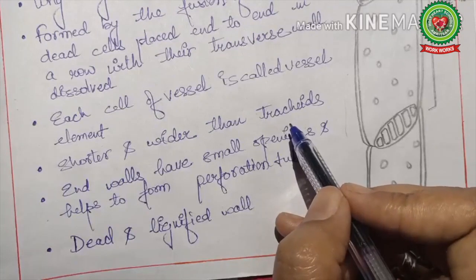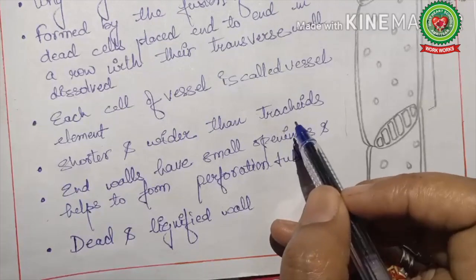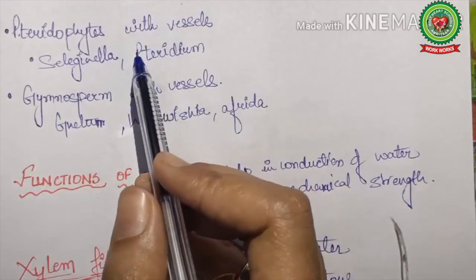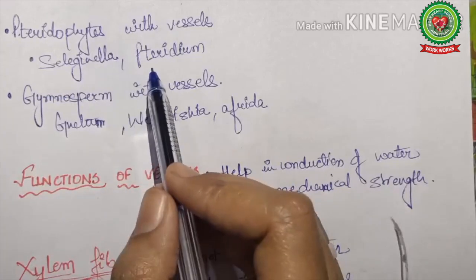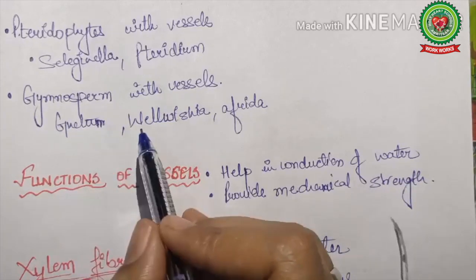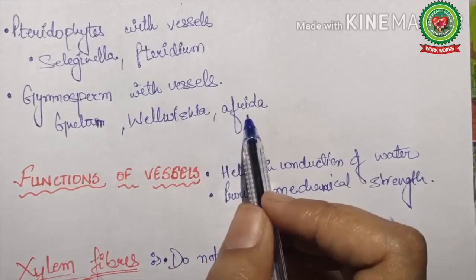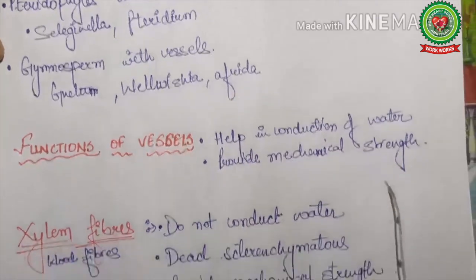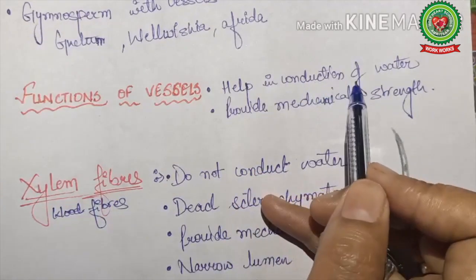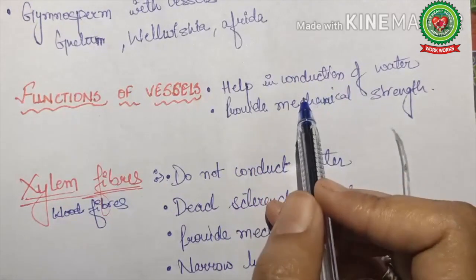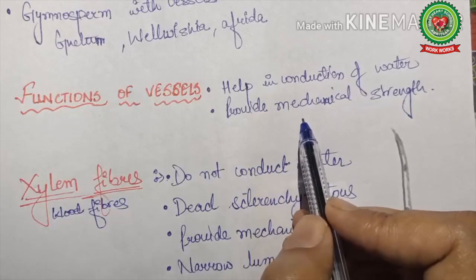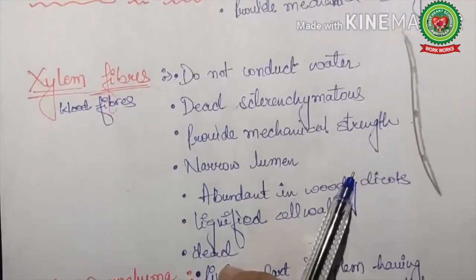These are basically present in angiosperms with some exceptions, like they are also present in pteridophytes, that include Selaginella and Pteridium, along with some gymnosperms that include Gnetum, Welwitschia and Ephedra. Now, if we talk about the functions of vessels, the main function of vessel is that it helps in conduction of water in higher plants. Along with that, as it is a dead tissue, it also provides mechanical strength to the plant. Now, the next component of xylem is xylem fiber.